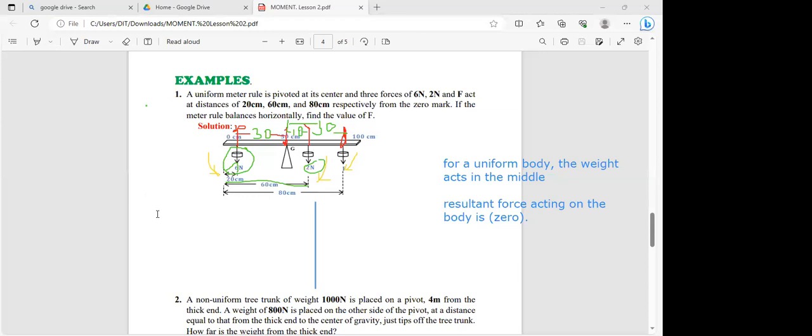Now, from the statements that we know, the sum of clockwise moments is equal to the sum of anti-clockwise moments. So that is what we are going to do. We are going to use the sum of clockwise, I'm going to call them C, clockwise is going to be equal to the anti-clockwise.